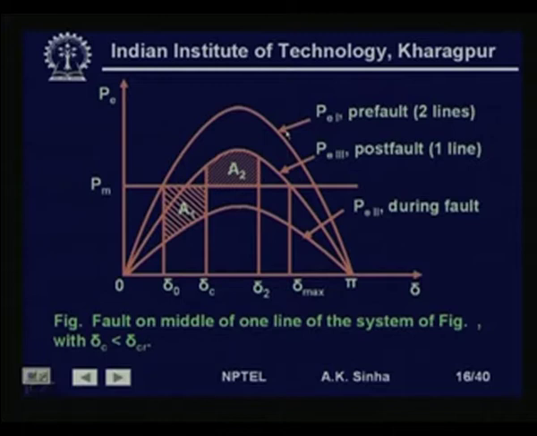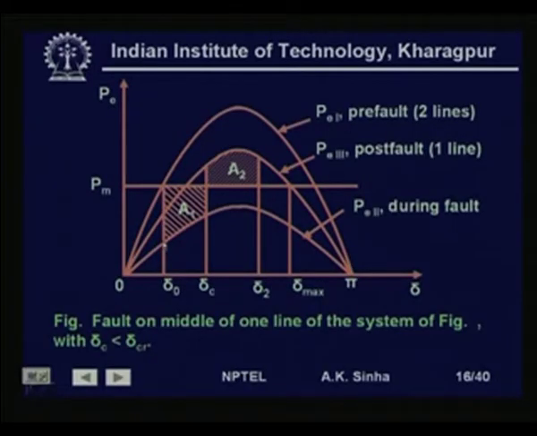So, we have P E 1, P E 2 characteristics, that is during fault, and P E 3 characteristics, which is post fault. Now, initially the system is operating at this point where P m is equal to P E. A fault occurs, then suddenly the operating point will shift to the during fault operating characteristics at this point. Since we have more mechanical power input and less electrical output, the generator rotor angle will start accelerating. So, rotor angle will keep on increasing. Let us say at this point, delta c, we clear the fault.